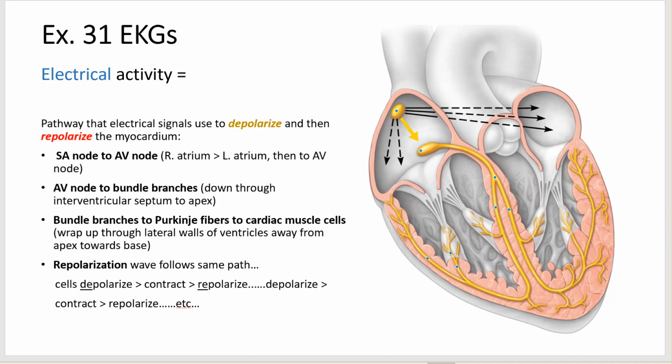So cells pretty much do this cycle. They depolarize, then the muscle cells contract, then they repolarize, and then there's a little waiting period of rest. And then we just start the depolarize, contract, repolarize cycle all over again.